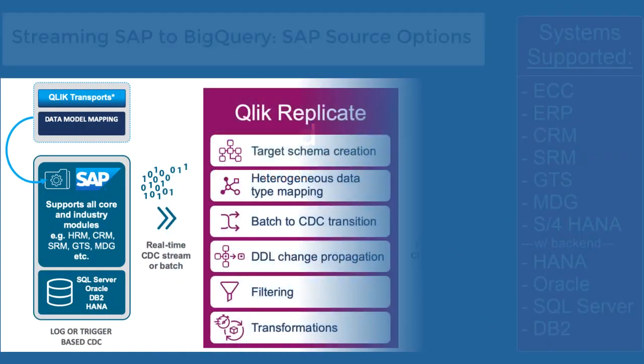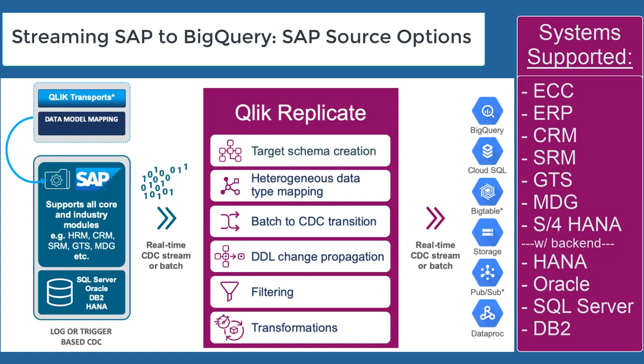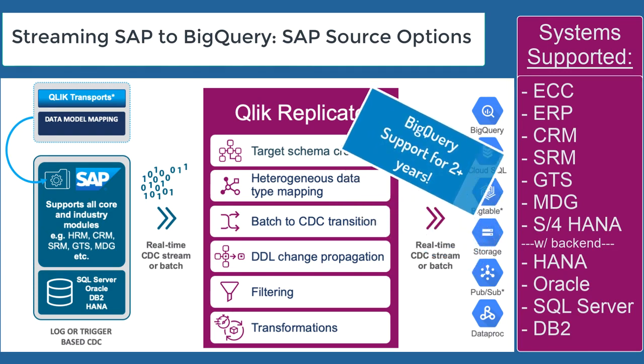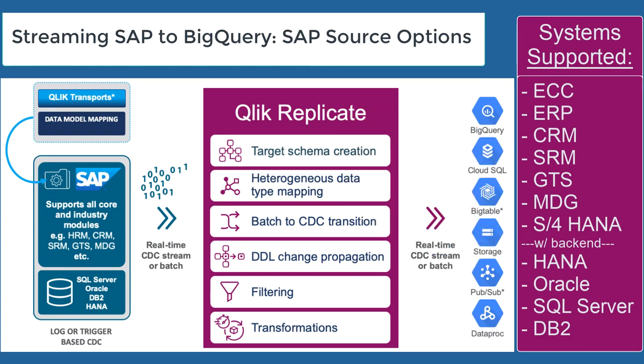So let's discuss some of the background with Qlik Replicate and SAP. You might not have known, but Replicate has been supporting BigQuery for over 2 years. And when we talk about support of SAP, we support all the major modules, including ECC, ERP, CRM, Global Trade, as well as S/4HANA, with any of the backends: HANA, Oracle, SQL Server, or DB2.